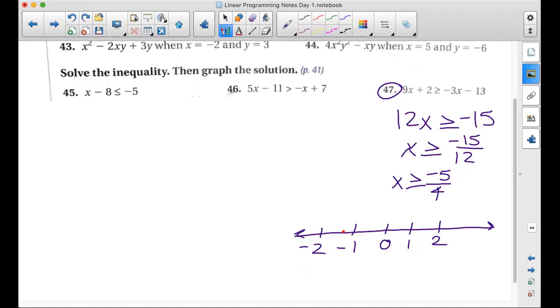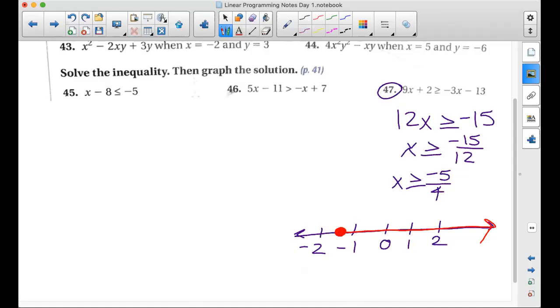So we have a less than or equal to, or greater than or equal to sign. So are we gonna have an open circle or a closed circle? Could be equal to that value, so it will be a closed circle. And x is greater than or equal to this value, so your arrow would go greater than. And that's it for that one.